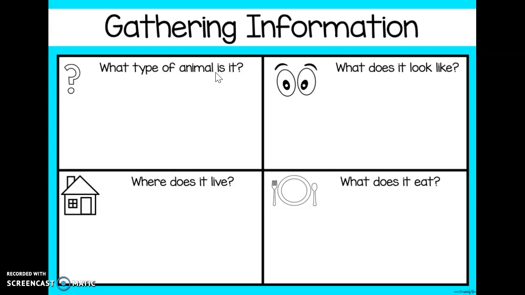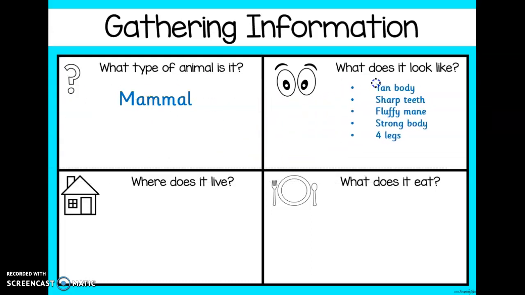And I know it wasn't in the fact book, but you can look it up on the internet, or you might look it up watching a YouTube video of a lion. So a lion is a mammal. So I'm going to stick that word in there. What does it look like? Well, from the video, I think the lion has a tanned body, sharp teeth, a fluffy mane, I said strong body, and it has 4 legs.